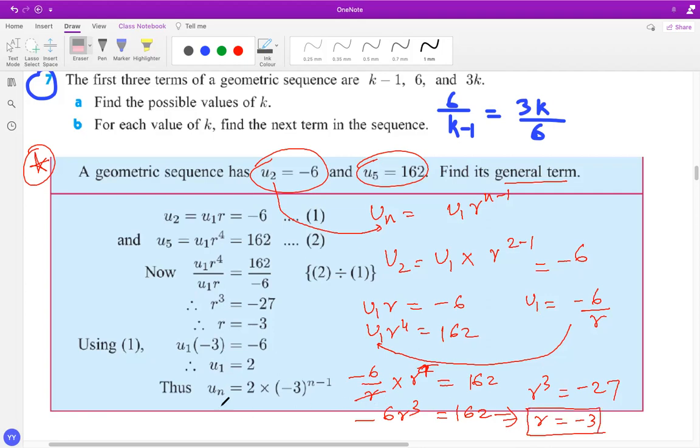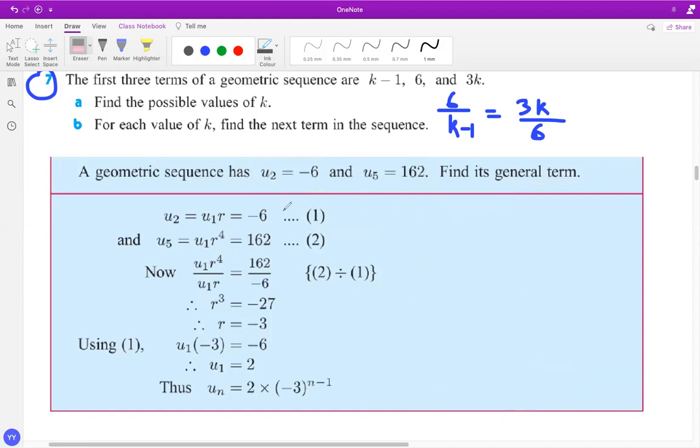So that's one possible way. Now to find u1, you can substitute r as negative 3 in one of the equations. Looking at alternate ways, once you get the two equations, you could just divide left hand side and right hand side. As a rule, if you remember, a equals b and c equals d, then a over c equals b over d. So u1 and u1 get cancelled, and you get r cubed equals negative 27, so whichever way you like. And then finally the nth term formula is u1 times ratio to the power n minus 1. So that's how you find the general term formula for the geometric sequence.